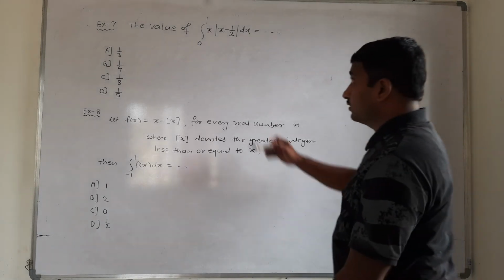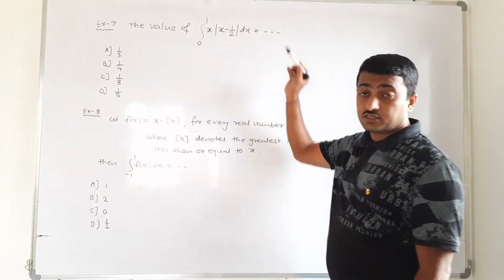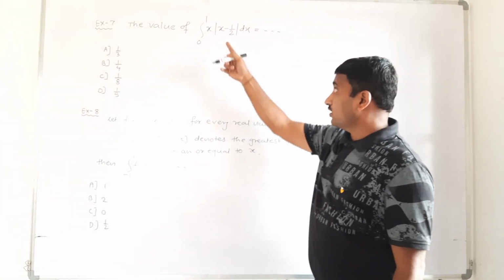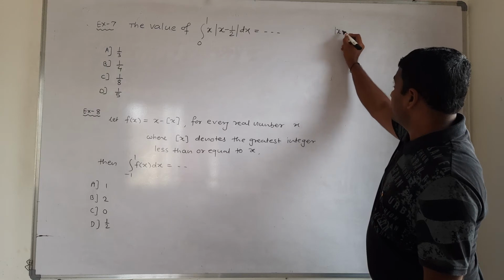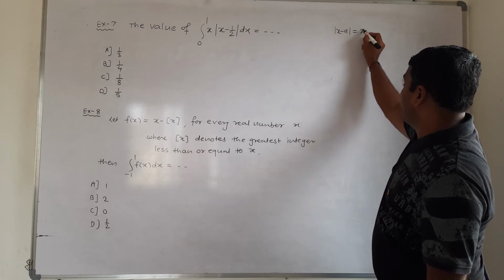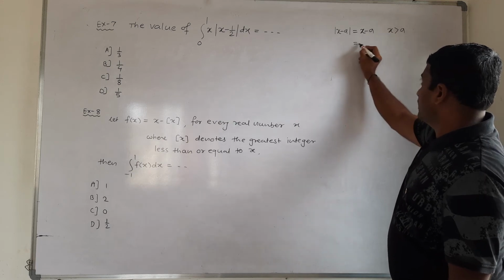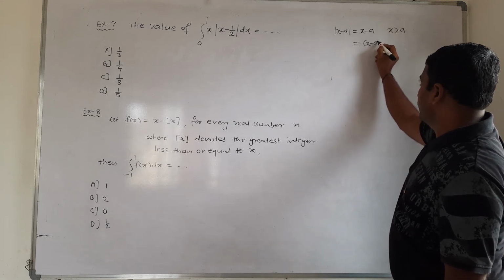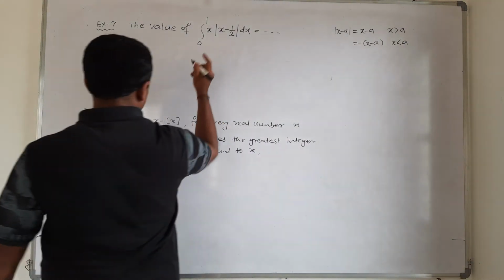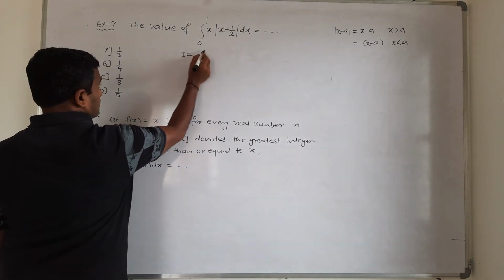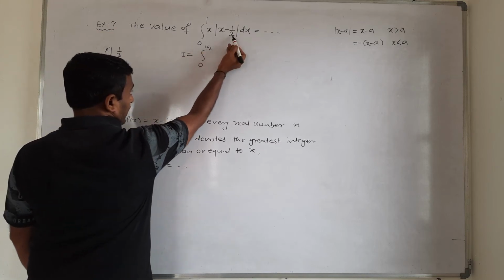Next example, the value of the integral from 0 to 1 of x modulus x minus 1 by 2 dx is equal to dash. Now this is a modulus function. We know the modulus function, modulus x minus a is equal to x minus a when x is greater than a, and it is equal to minus x minus a when x is less than a. Therefore I write this I is equal to 0 to 1, we are splitting. Here the point a is 1 by 2.